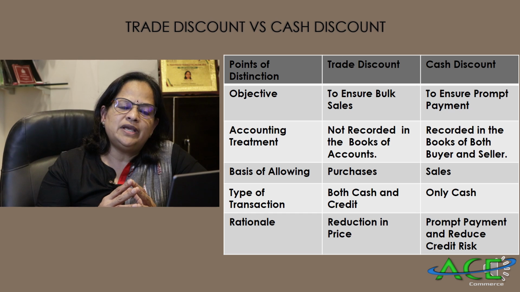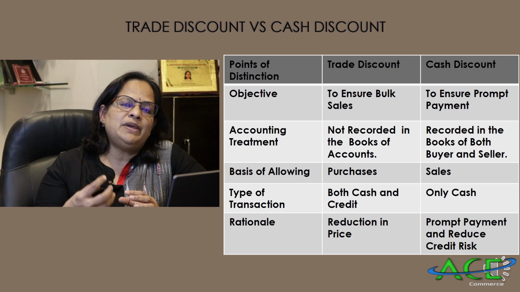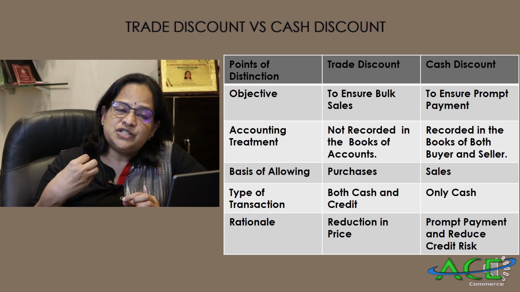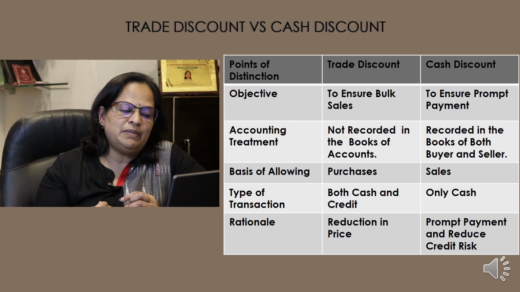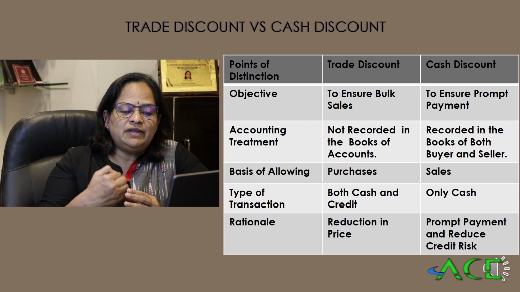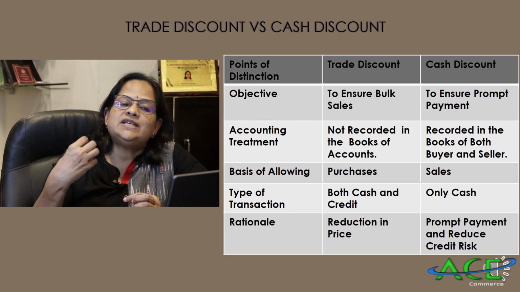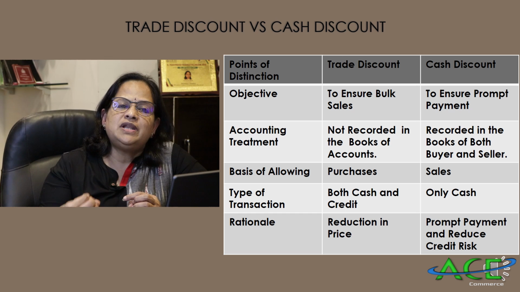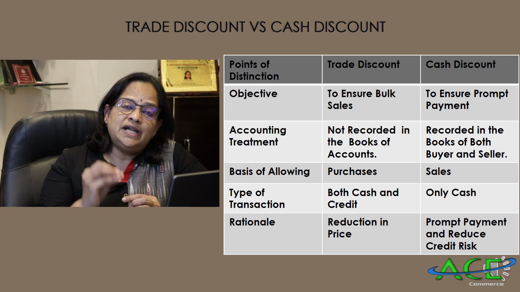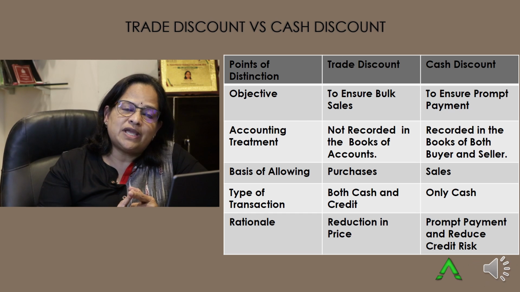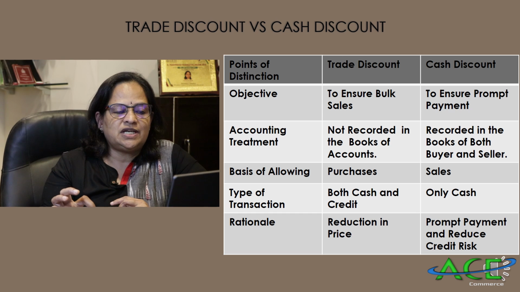Now basis of accounting, trade discount is always related to purchases. When you are making bulk purchases, you are getting a trade discount. Cash discount, you have to remember, is only for cash payments. It's not related to credit payments. Now the rationale for why they are allowing it. Trade discount is for reduction in price, whereas cash discount is for prompt payment and to reduce the credit risk. Type of transaction, you have to remember, trade discount is allowed both for cash and credit transactions, whereas cash discount is only for cash transactions.